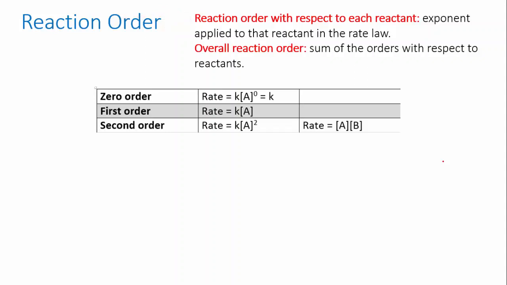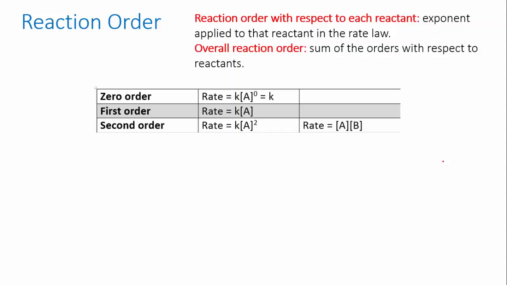And we can talk about the overall reaction order, which is the sum of the orders with respect to all the reactants. Reactions with overall orders of zero or first order are simple. There's only one possible type of rate law for each. If we have a reaction with overall second order, however, there are two principal ways that this could happen.